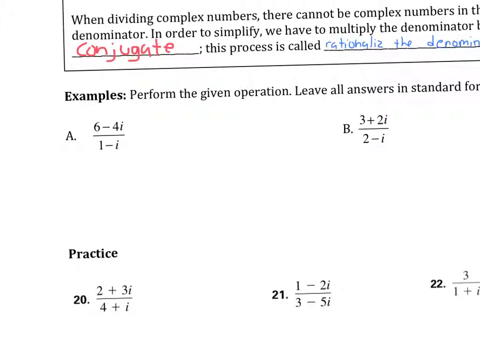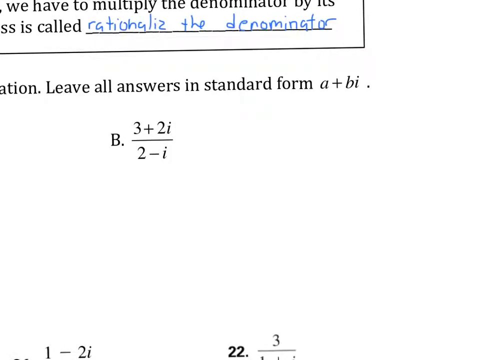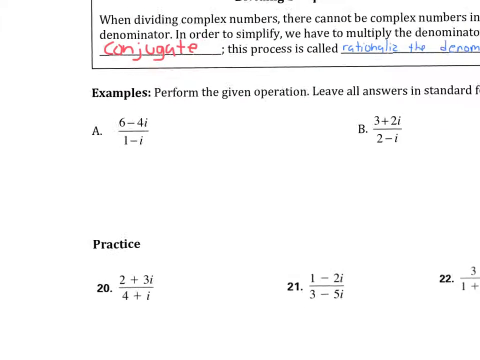So let's take a gander here. I'll look through 2 examples, and then it's your turn. So we're going to perform the given operation. Again, we're going to leave all answers in standard form, a plus bi. Even if there are fractions, the answer could look something like this. Notice it should be left like this, as opposed to leaving it like this. 1 plus 3i over 2. So this bottom one would not be standard form, but this would be, because you have your real part and your complex part here.